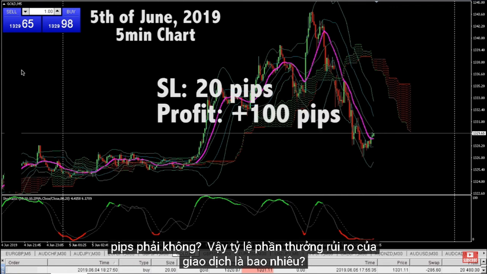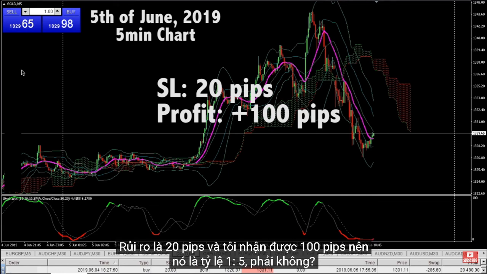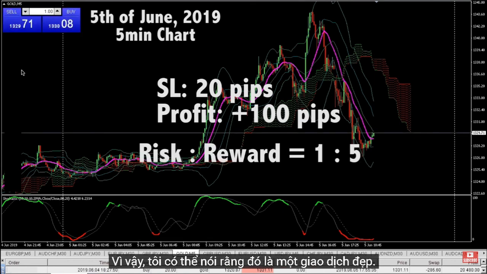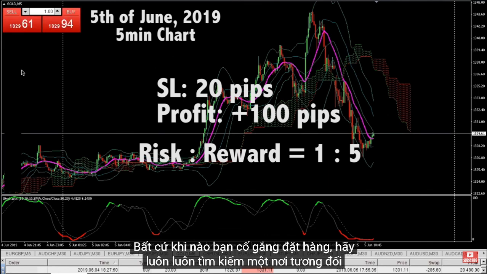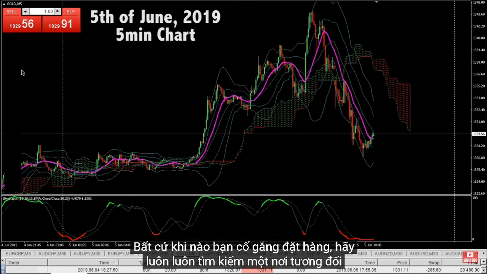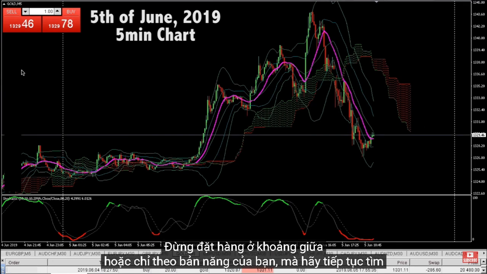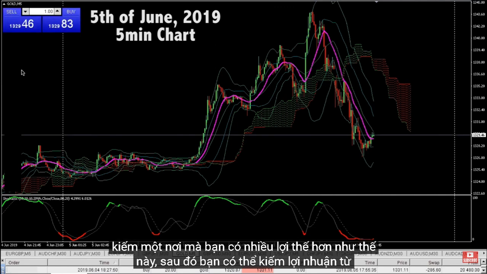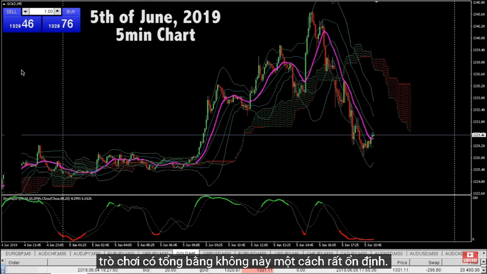So what was the risk to reward ratio of the trade? The risk was 20 pips and I got 100 pips. So it was a 1-to-5 ratio, right? So I can say that it was a beautiful trade. Whenever you try to place orders, always look for a place where there's relatively more advantage. Don't place an order in the middle of the range or just by your instinct, but keep looking for a place where you have more advantage like this. Then you can make profits out of this zero-sum game in a very stable way.